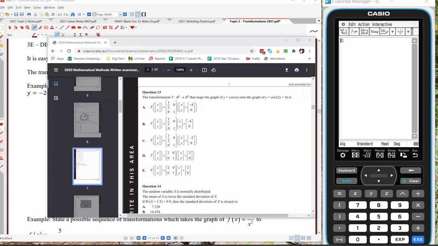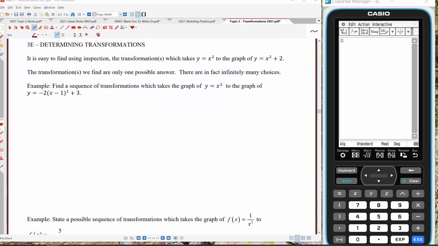Okay, so on the screen you can see question 13 from last year's exam 2: the transformation that maps the graph of y equals cosine x onto the graph of y equals cosine 2x plus 4 is, and one of these matrices will map this onto this. To do this in reality, what you need to do is determine the transformations, and that's really the crux of what we're doing today, determining the transformations.